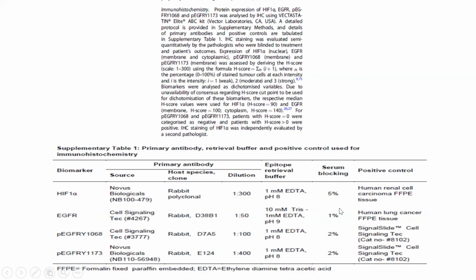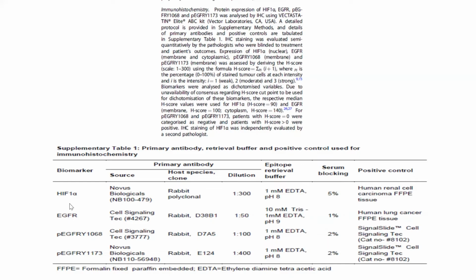How much is the serum blocking? And what was the positive control used? So in case of IHC, a positive control is very important because it will tell you whether your standardization of that marker for that particular tissue has been done correctly or not.